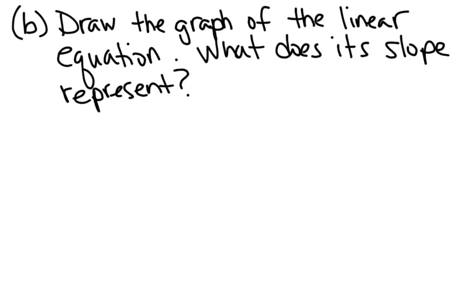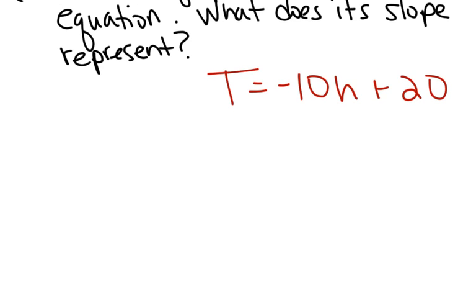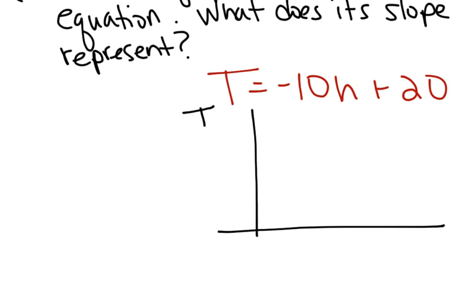Now let's draw a graph of the linear equation and determine what its slope represents. So the slope we determined was -10. That means that the line should be going down from left to right. Well, let's do it this way. So at 0 height, the temperature was 20 degrees. So we're going to put temperature here, we're going to put height here. So maybe I'll do 2, 4, 6, 8, 10.